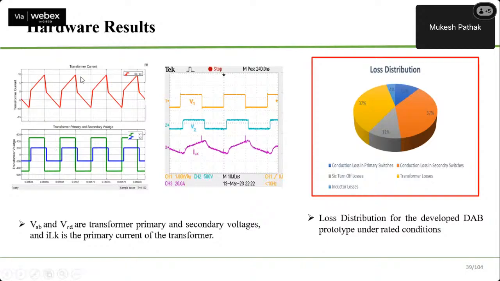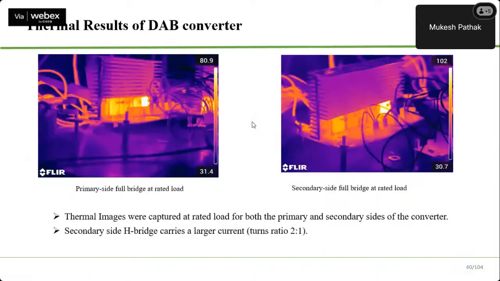And these are the winding currents. These are the simulated waveforms, and these are the experimental waveforms. This is the temperature rise of the different parts of the transformer.